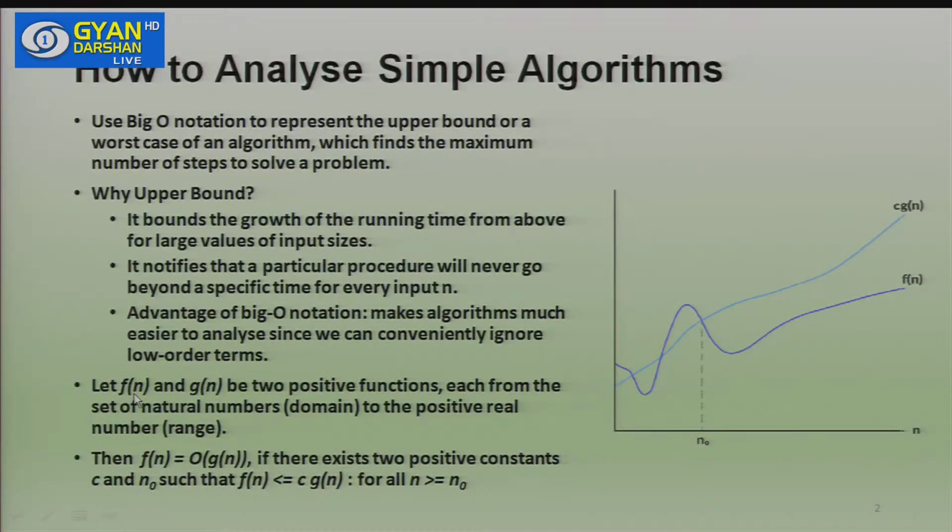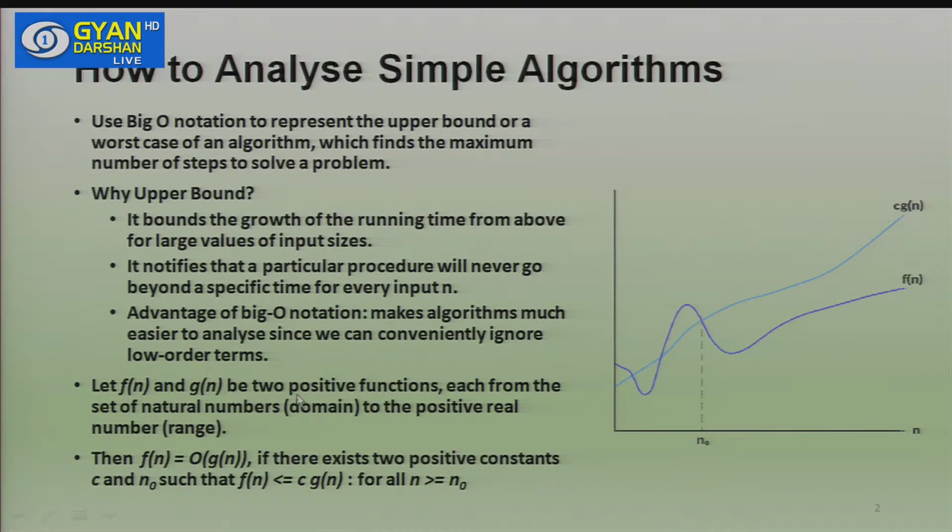But how are we defining this particular big O notation? Once again, we are giving it over here. Let f(n) and g(n) be two positive functions, which are also shown in the graph. f(n) is represented by this particular line, whereas g(n) is represented by this particular c g(n). It's not just g(n), but g(n) multiplied by some constant. So c can be any constant.